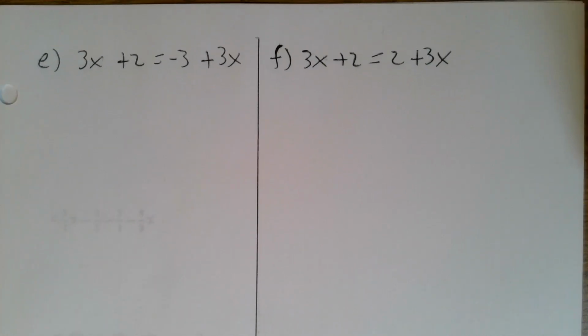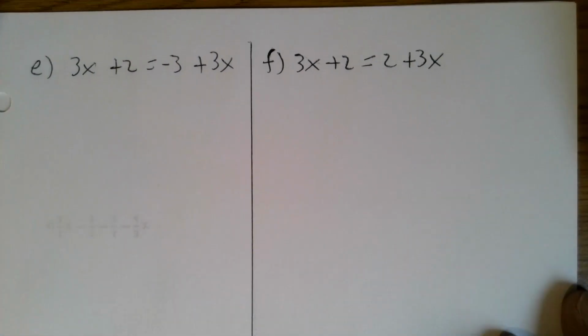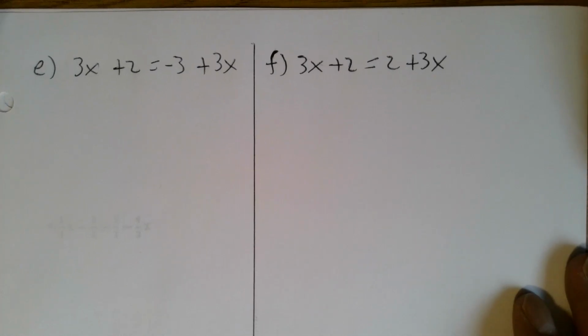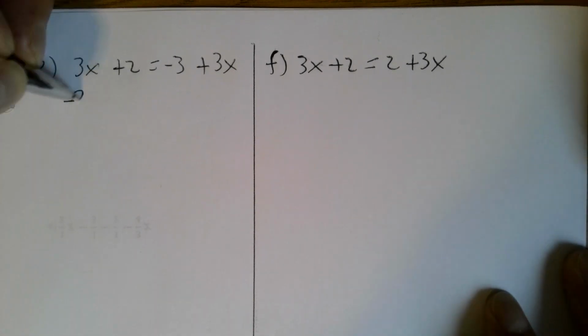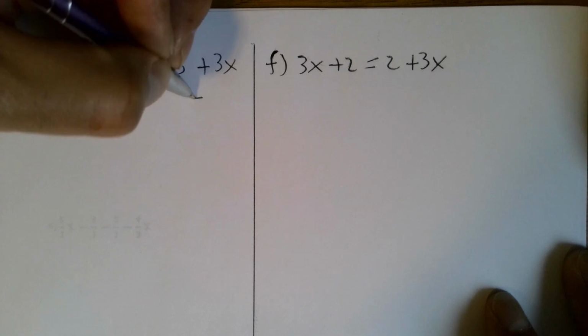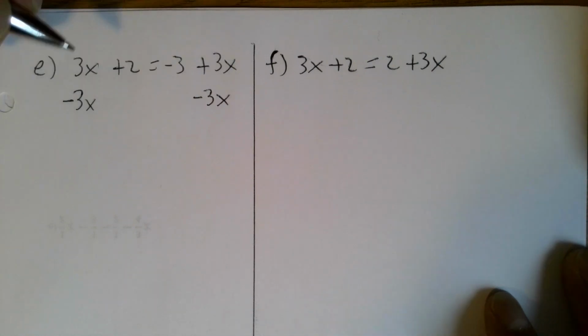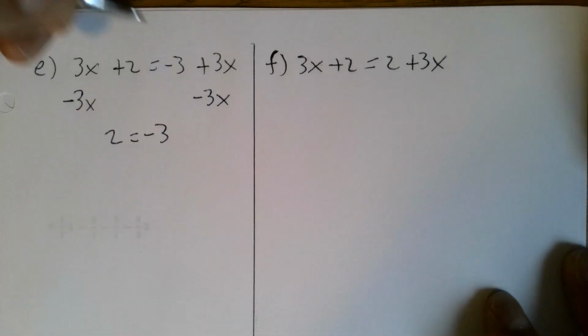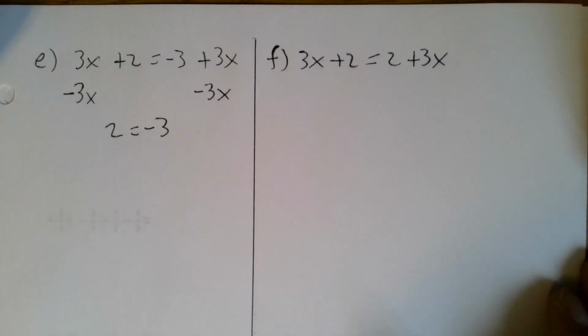Okay, E. We've got 3x plus 2 equals negative 3x plus 3. Huh. So we've got the same number of x's on both sides. So I guess it doesn't matter which one we get rid of. Let's subtract 3x from both sides. So we get 0 plus 2 equals negative 3 plus 0. Oh, weird. End up with 2 equals negative 3.